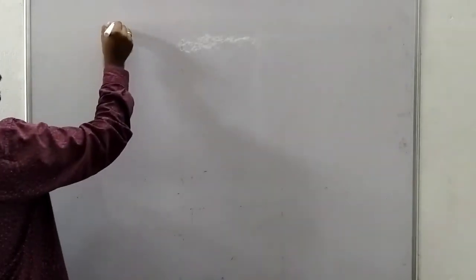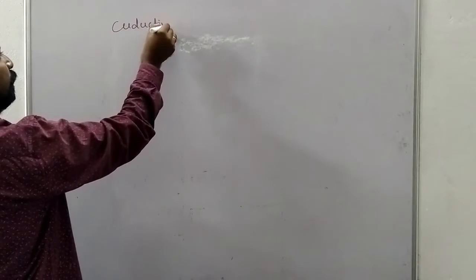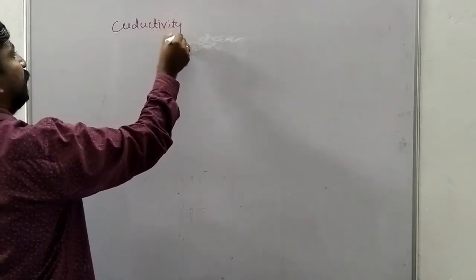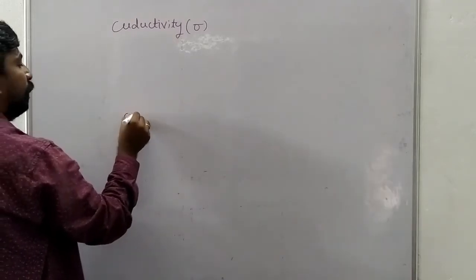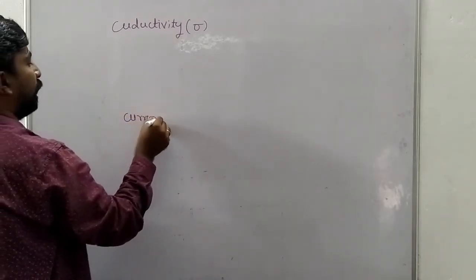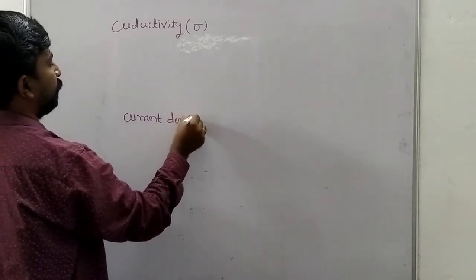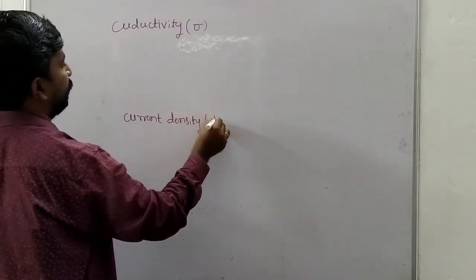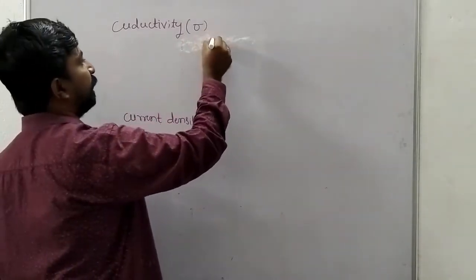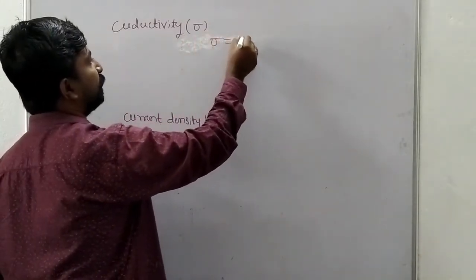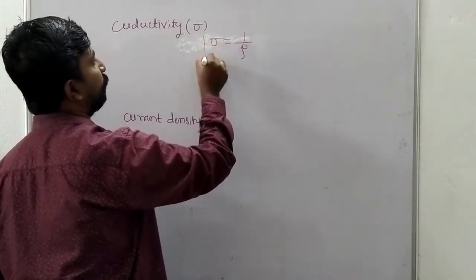Conductivity is denoted by sigma. One more, current density, is denoted by J. The reciprocal of the resistivity is called what? Conductivity. So sigma is equal to 1 by rho.